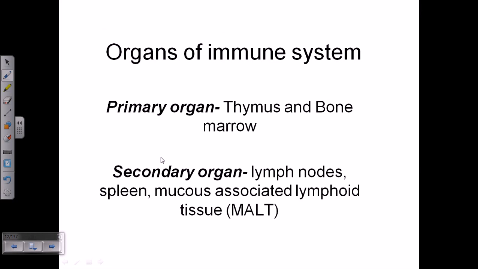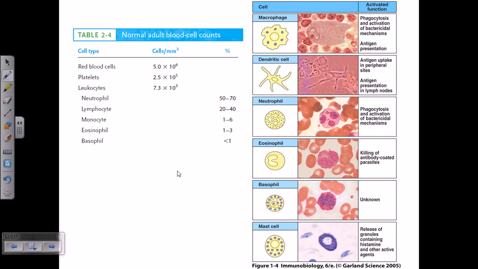Now, we have talked about the cells of the immune system. Next we'll be talking about the organs. So up till this part, we have talked about the cells, and I hope this will help you to learn about the cells of the immune system.